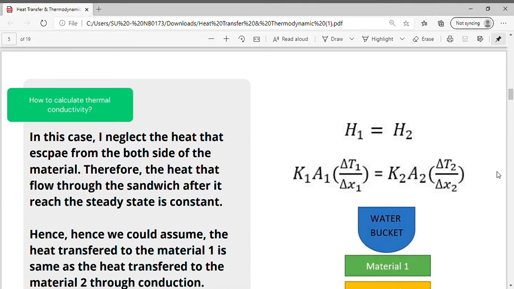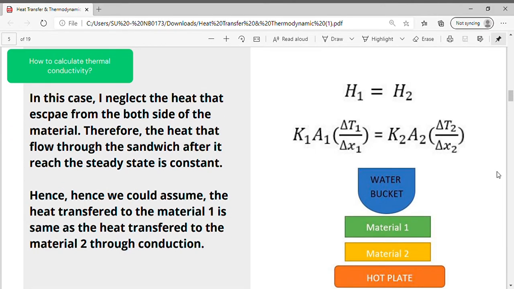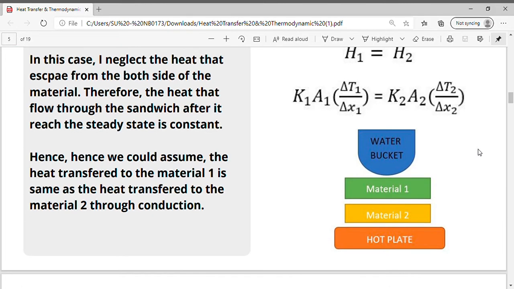And then how would we calculate the thermal conductivity? We assume there is no heat loss due to convection or radiation. Therefore, because the heat transfer is only by conduction, we assume that the heat from material 1 equals the heat from material 2. So by this comparison, we are able to determine the thermal conductivity of a material. It is the schematic of our setup.